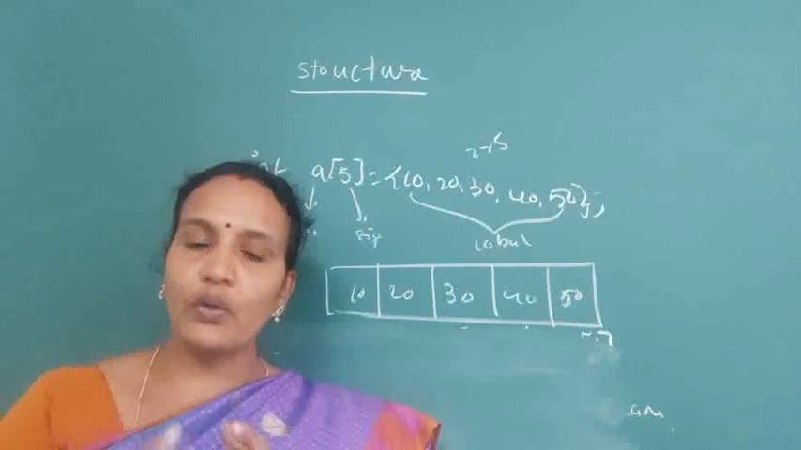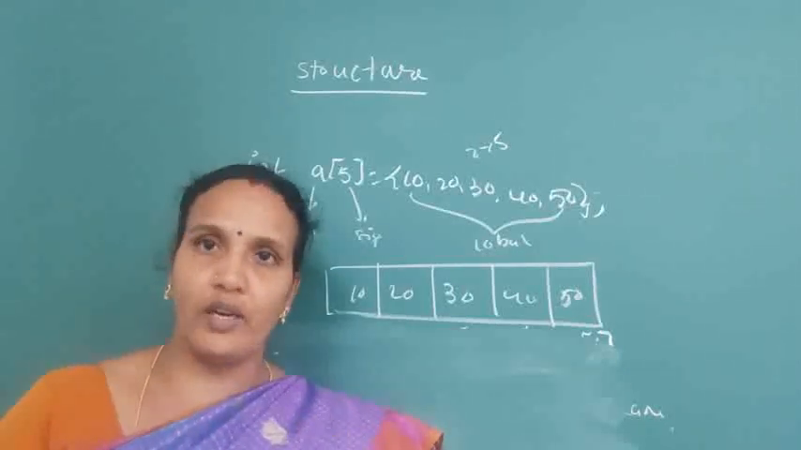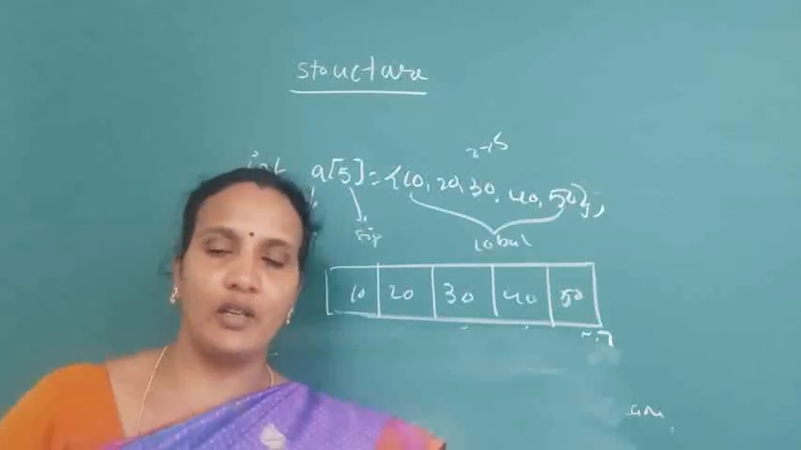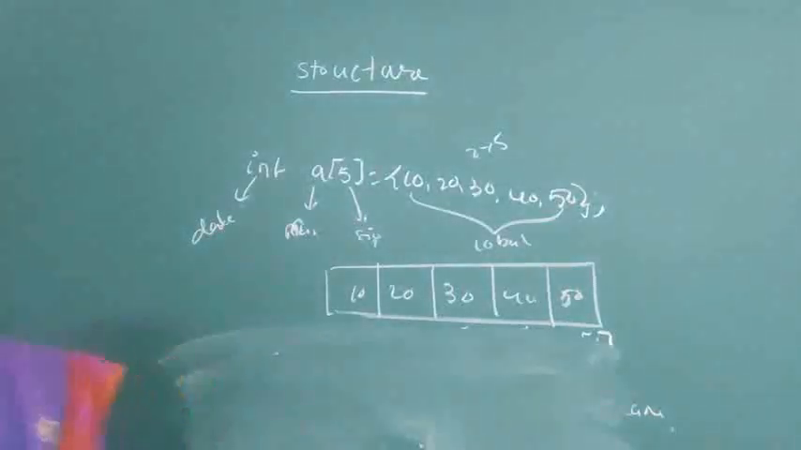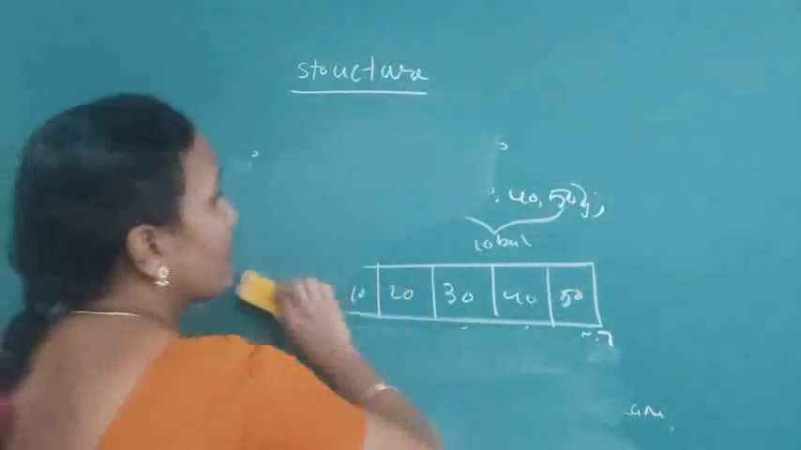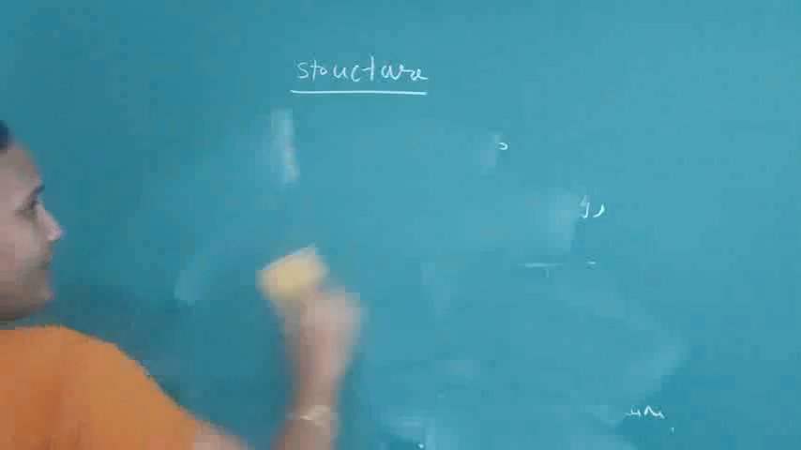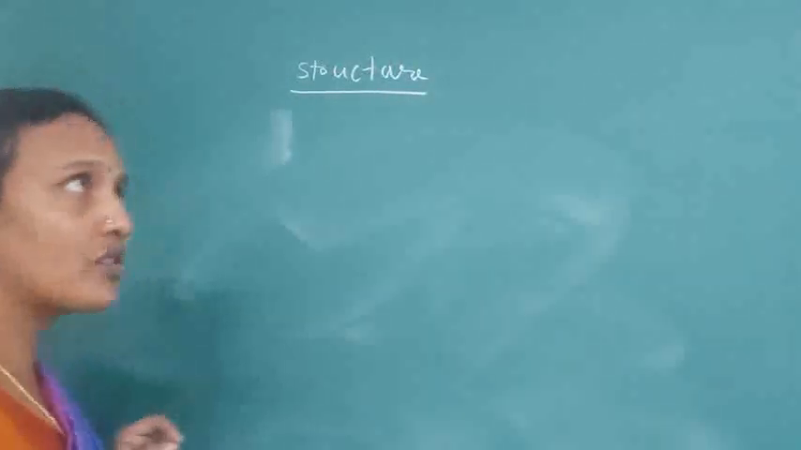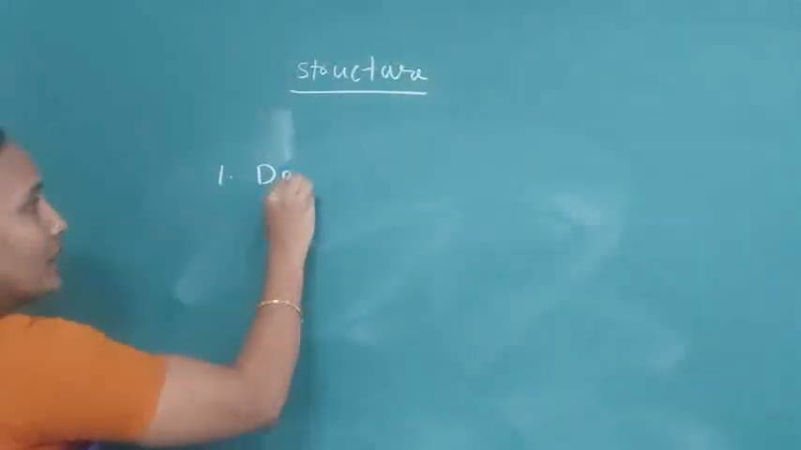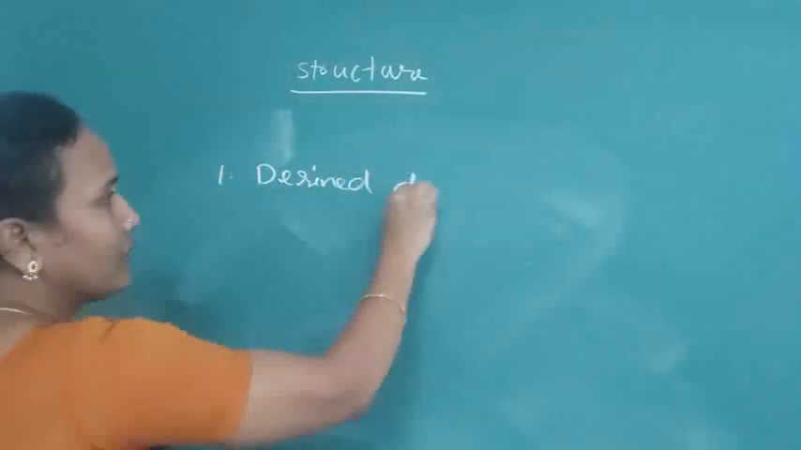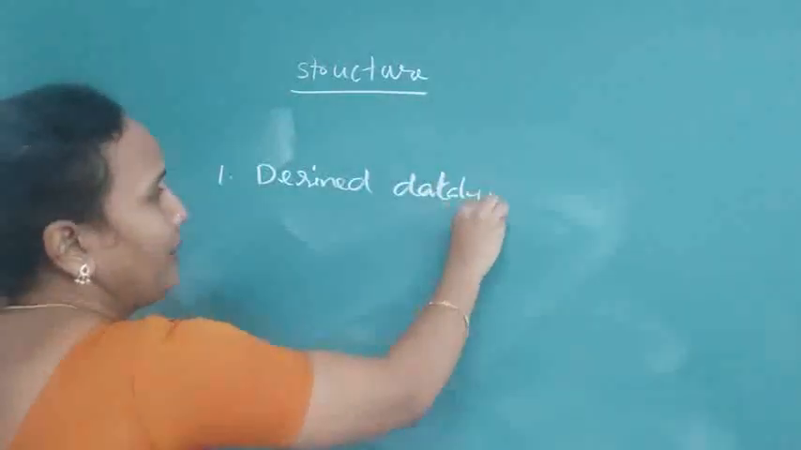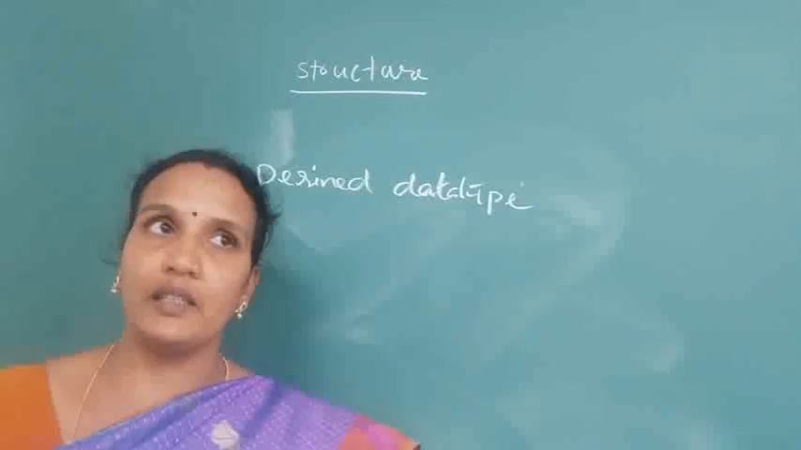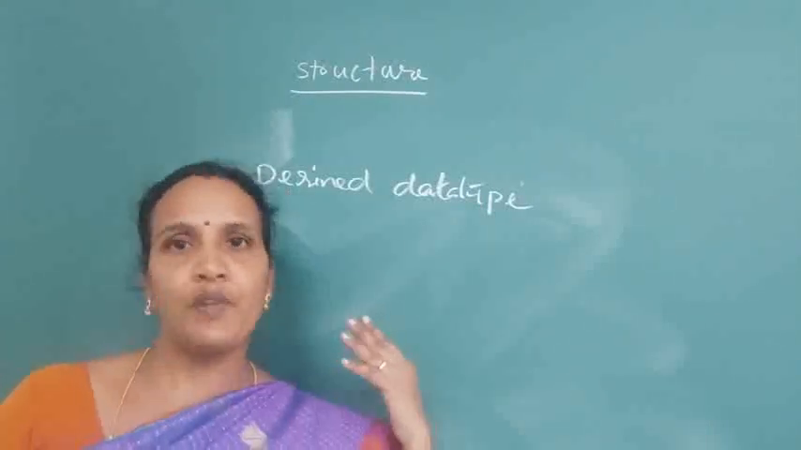So if you want to create a structure like a record, in C programming we have a concept called structure. Using a structure, we can store elements of different data types. The first point: a structure is a derived data type. You can see that in the data types concept I have already explained the structure.